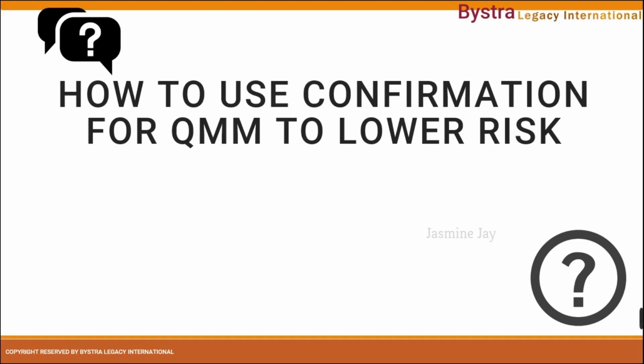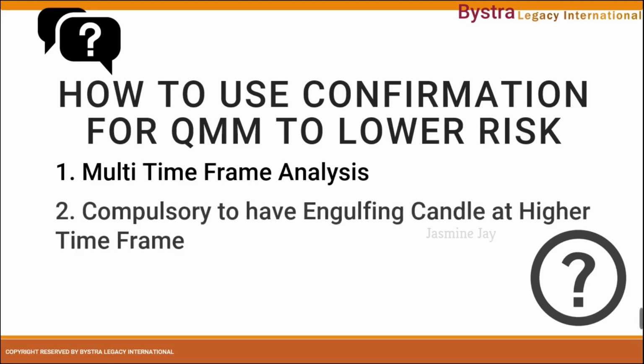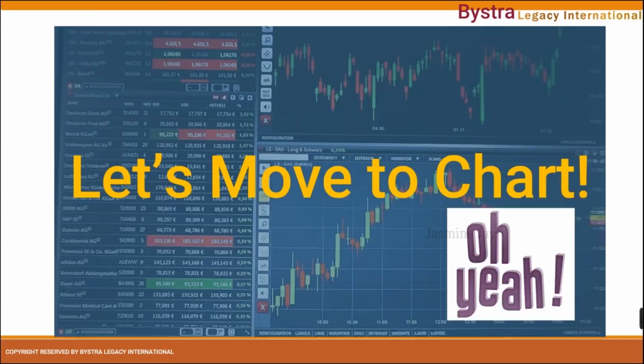So how do we use the confirmation for QM manipulation to lower down our risk of entry? First is the key, the same thing that we always come back to again, the multi-time frame analysis. Secondly, it is compulsory to have an engulfing candle at the higher time frame. And third, the setup has to be at the body of the engulfing candle and never at the wick or at the shadow of the engulfing candle. These are considered very high risk.